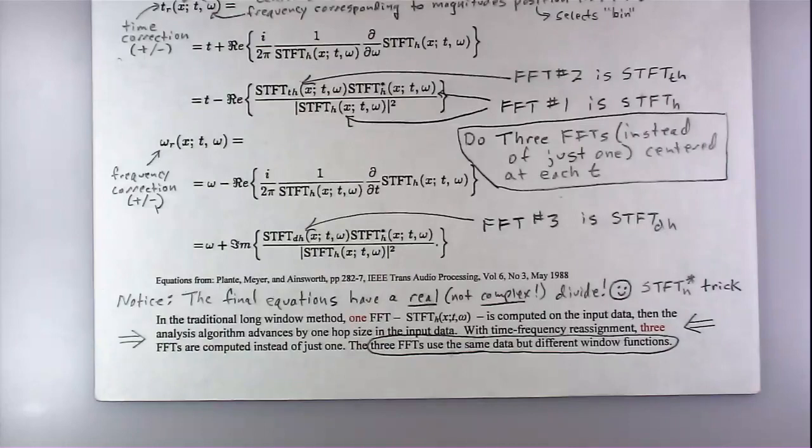The traditional method, again, 1 FFT is done. And the way we would call it here is STFT, short time Fourier transform, sub H, with X as the window thing, and then the T and omegas are just choosing which window. X is the input samples, T is choosing which window, omega is choosing which bin. But you would have to compute those short-time Fourier transforms for each window. Now you're going to do 3 of them. Same data, but different window functions. Questions about that?